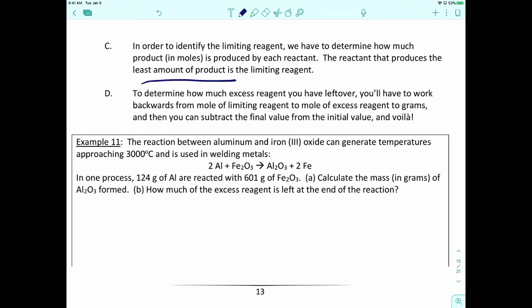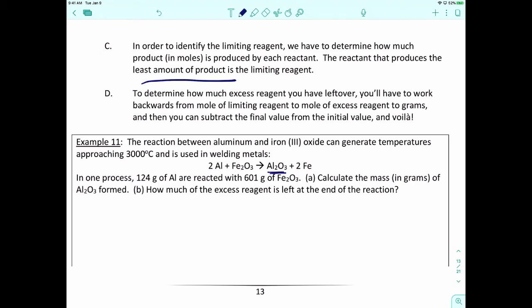Part A, calculate the mass in grams of Al2O3 formed. Part B, how much of the excess reagent is left at the end of the reaction. All right, so you're being asked 2 questions, and let's review that again. So the first question is calculate the mass in grams of Al2O3 formed. So this is the product of interest. Okay. Part B, how much of the excess reagent is left at the end of the reaction.